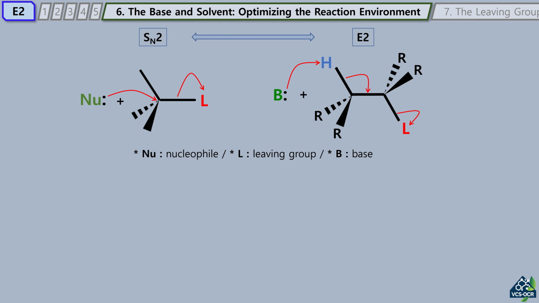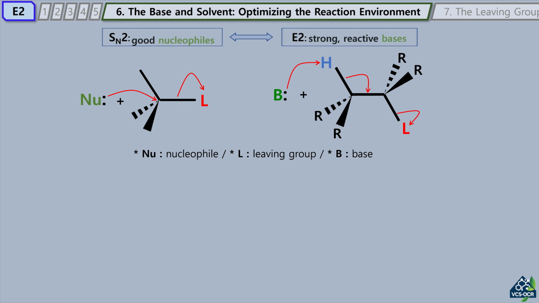Section 6. The base and solvent, optimizing the reaction environment. The E2 mechanism is fundamentally base-driven, unlike SN2 reactions, which rely primarily on nucleophilicity for carbon attack. E2 reactions depend more heavily on basicity. In this pathway, the decisive event occurs in the concerted transition state, where a beta proton is abstracted rather than a carbon being attacked.